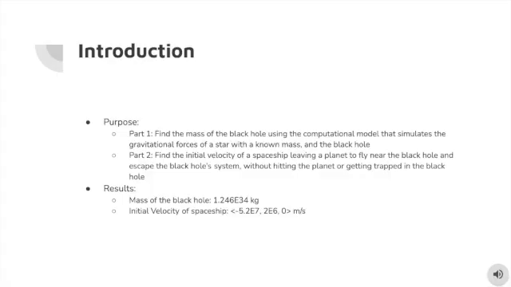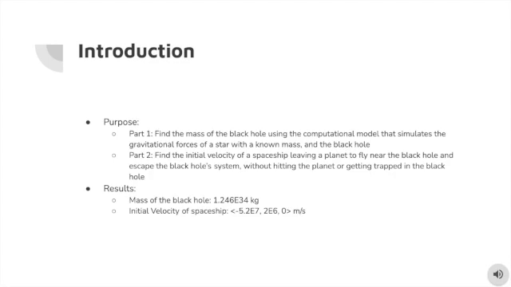The purpose of part 1 of this lab is to find the mass of the black hole using the computational model GlowScript that simulates the gravitational forces of a star with a known mass and the unknown mass of a black hole. And part 2 of the lab is to find the initial velocity of the spaceship leaving a planet, to fly near the black hole, and to escape the black hole system without hitting the planet nor getting trapped in the black hole.